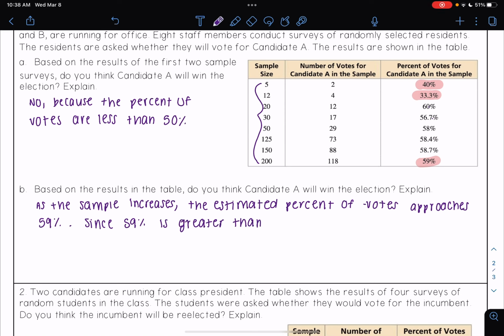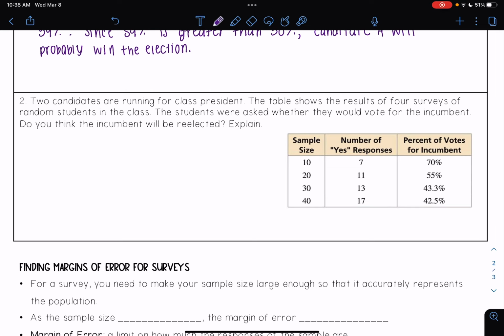Let's look at one more. This one says 2 candidates are running for class president. The table shows the results of 4 surveys of random students in the class. The students were asked whether they would vote for the incumbent. Do you think the incumbent will be reelected? Explain. And so that word just means the previous class president, the one that had it before. So we're wondering if they're going to be reelected.